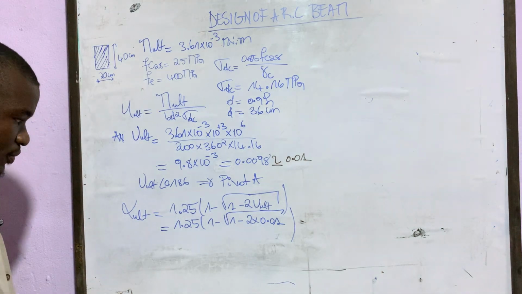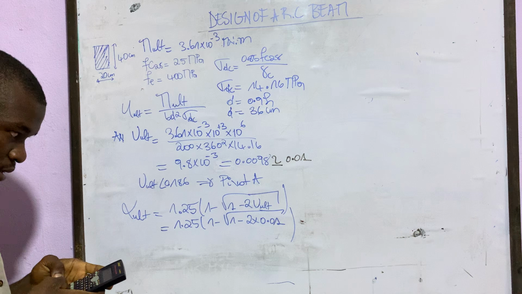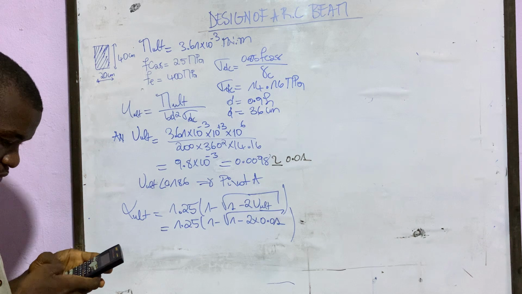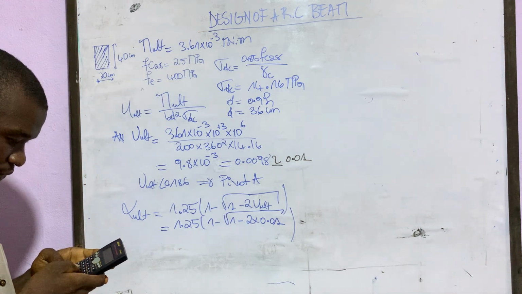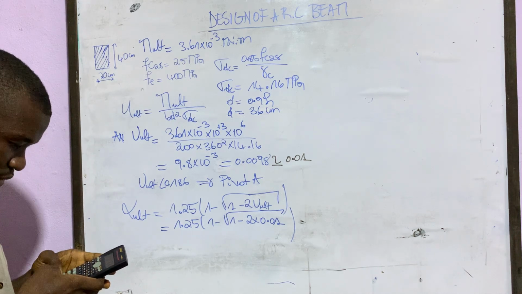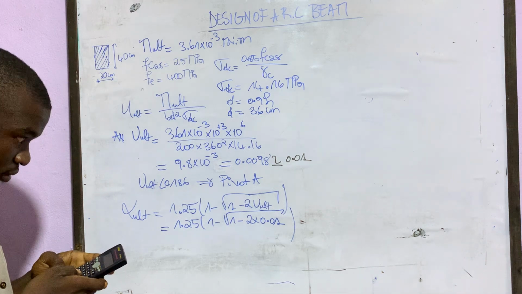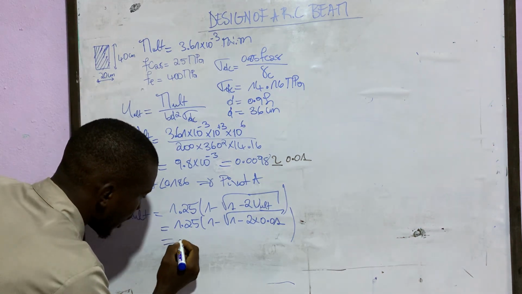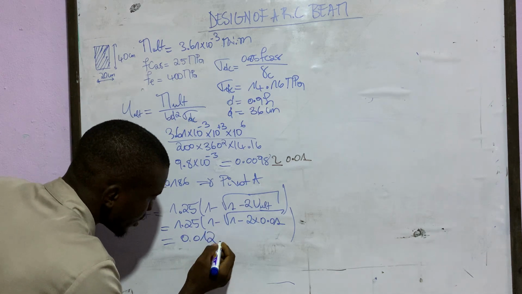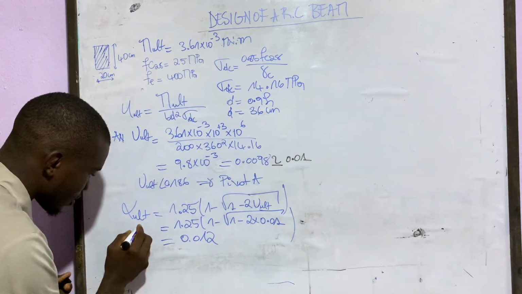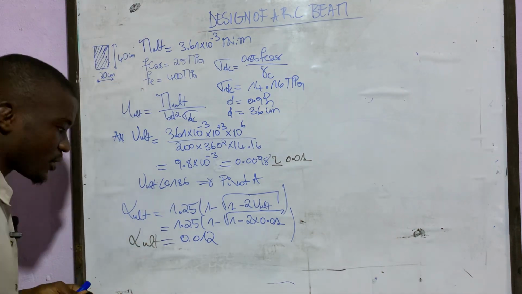Numerical application, how many will we obtain? So we'll punch it: times in bracket 1 minus square root of 1 minus, no, first of all put the bracket 1 minus 2 times 0.01, we close the bracket, close it, is equal to 0.012. So our alpha ultimate is 0.012. We obtained alpha ultimate. What is the use of alpha ultimate? Alpha ultimate will, in other words, help us to calculate what we call Z.